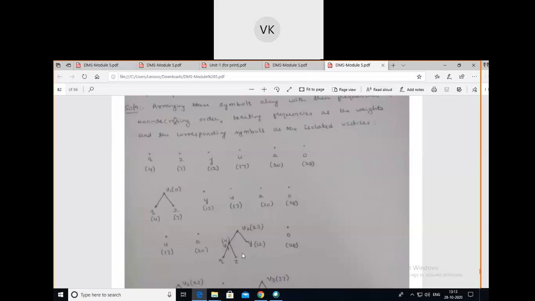After that I am going to do the summation of these two weights. 12 plus 11, it will be 23, okay. The new node is having the weight 23, okay. Yes, it is there, no, 23, okay.